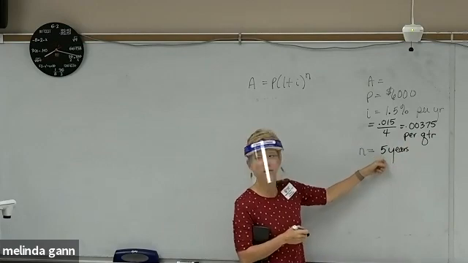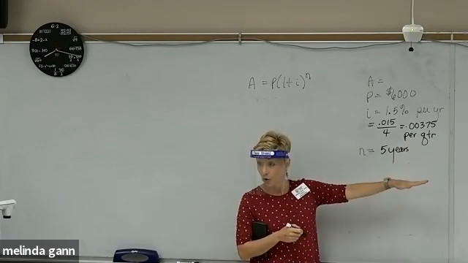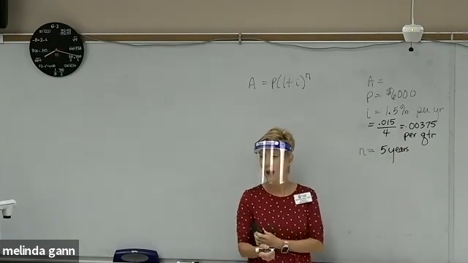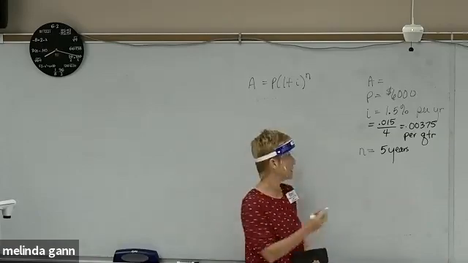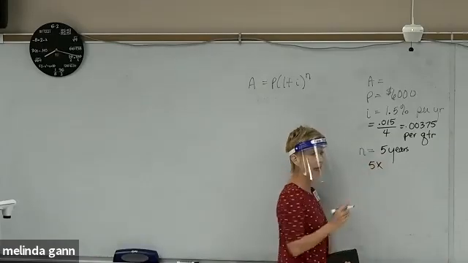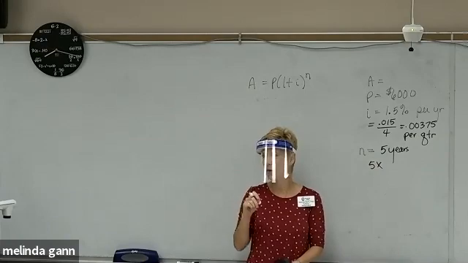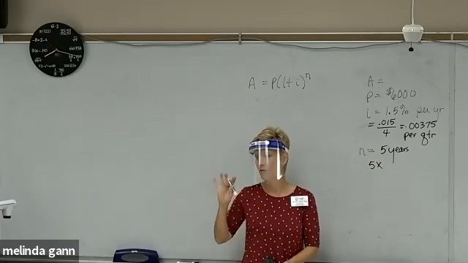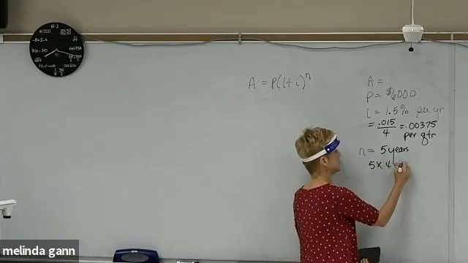Now, what have I got to do this? I've got to turn this into quarters. All right, so I've got 5 years times how many are in a year? How many quarters in a year? We said how many? 4. So what's that going to give me? 20 what?